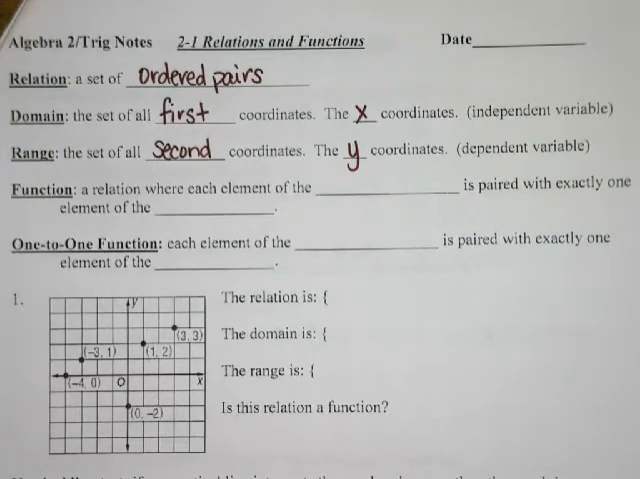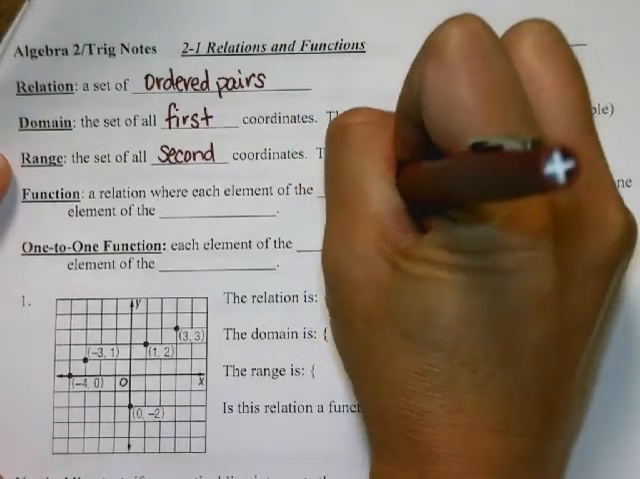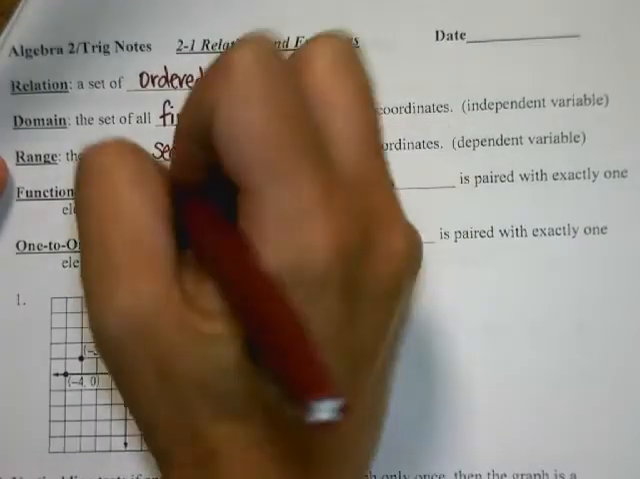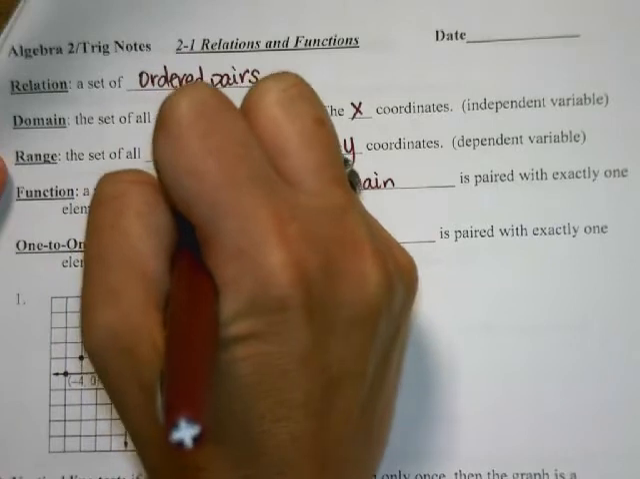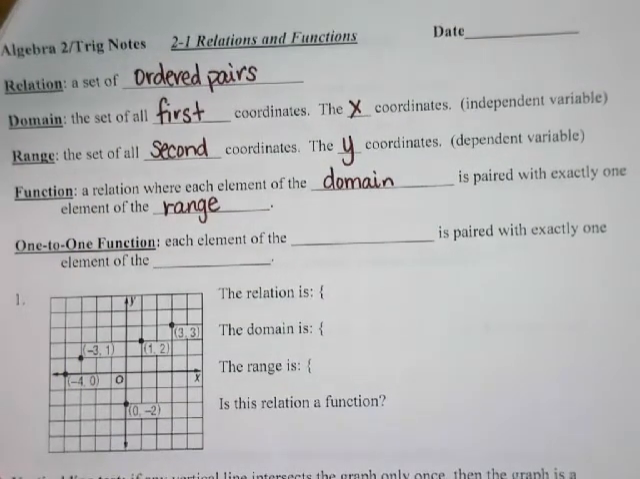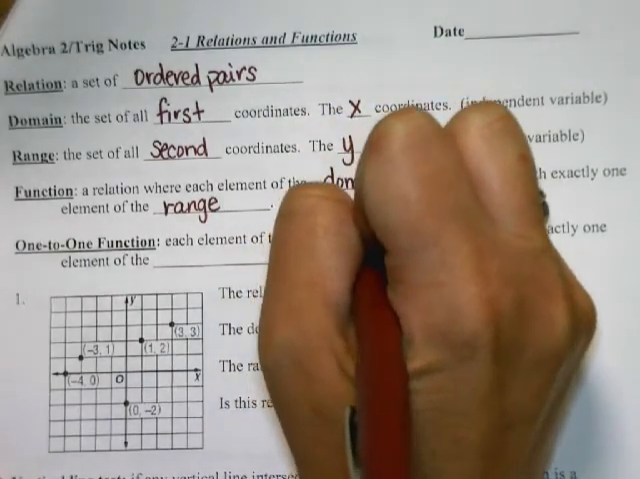A function is a relation where each element of the domain is paired with exactly one element of the range. Or in easier words, the x's don't repeat.